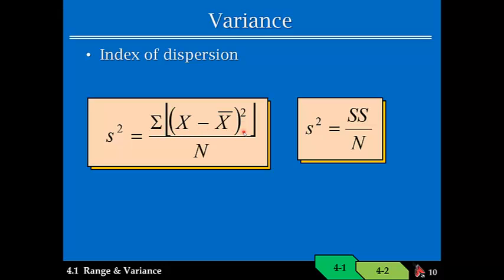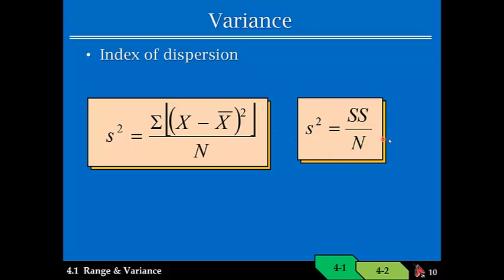This is an important point to remember. When you calculate the standard deviation or the variance, you want to make sure each deviation score is squared and then summed together, not in the opposite order. Then, of course, all of these are divided by n.